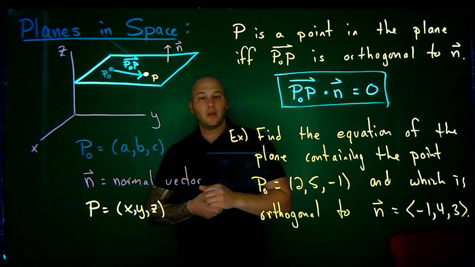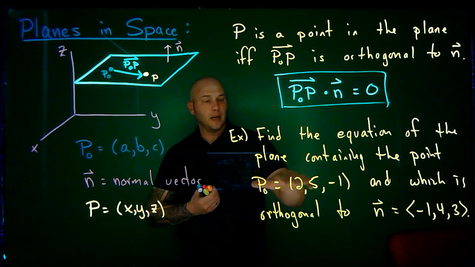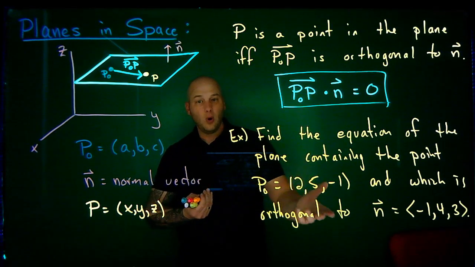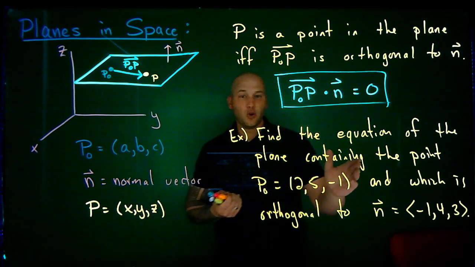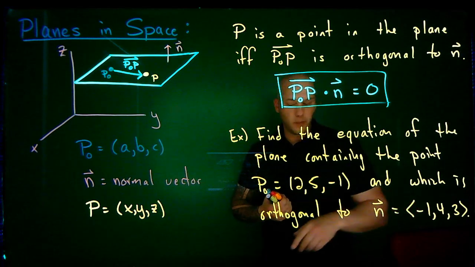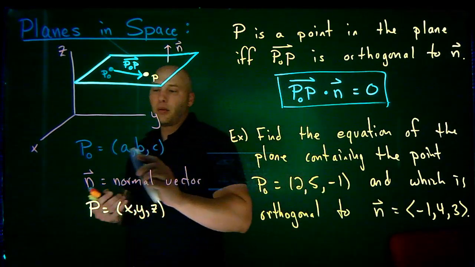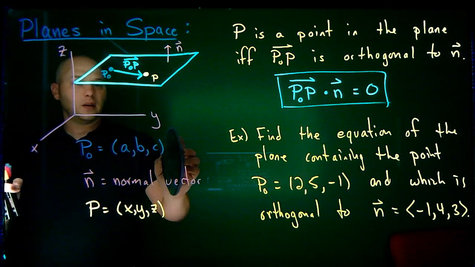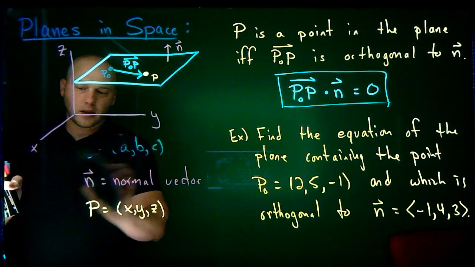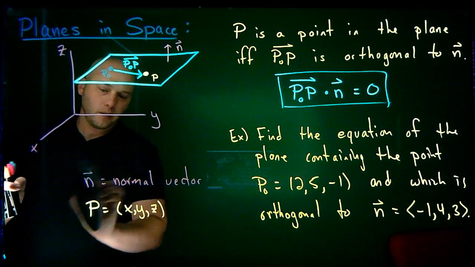So find the equation of the plane containing that specific point and which is orthogonal to, or said differently, has normal vector n, which has components -1, 4, and 3. Okay. So let's take a look at the solution. So for this first example, I'll leave my general sketch up there.